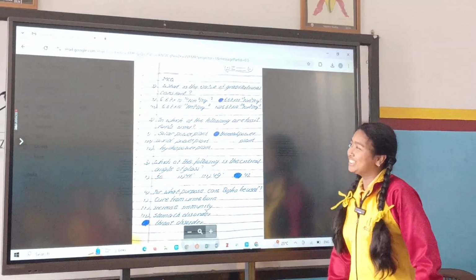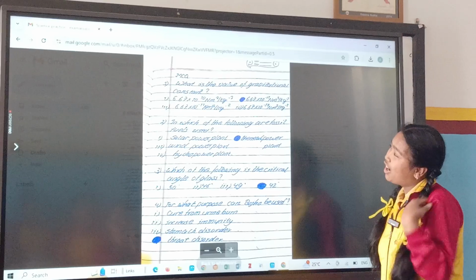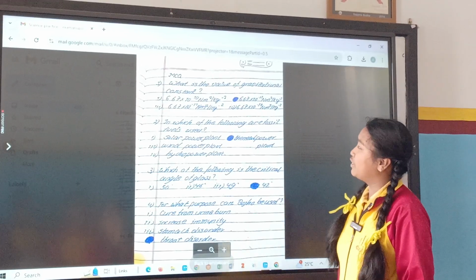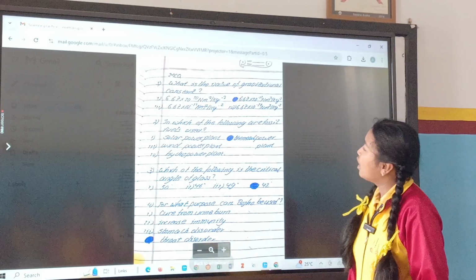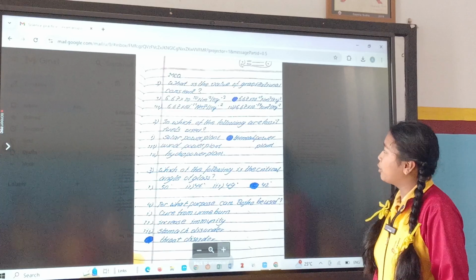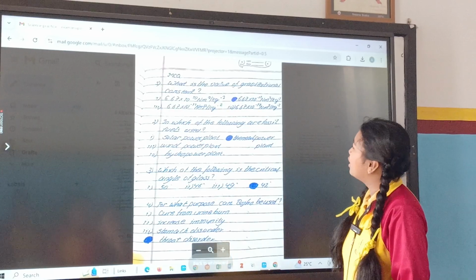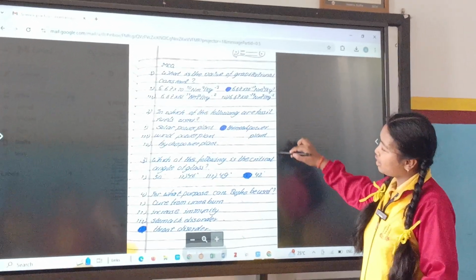Today I am here to discuss BBA questions. MCQ: What is the value of gravitational constant? 6.67 into 10 power minus 11 Nm square per kg square.